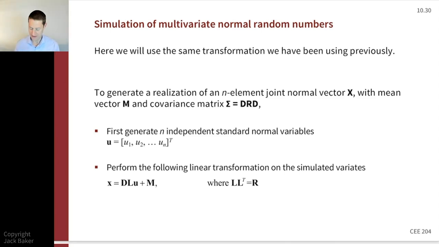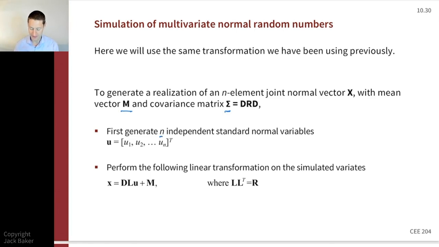In order to do this, we're going to need a mean vector, M, and a covariance matrix, sigma. We're going to specify those things and say, now I'd like samples from random variables that have that mean vector and covariance matrix. So the way we can do that is actually to take advantage of this transformation we've been using in a lot of different contexts.